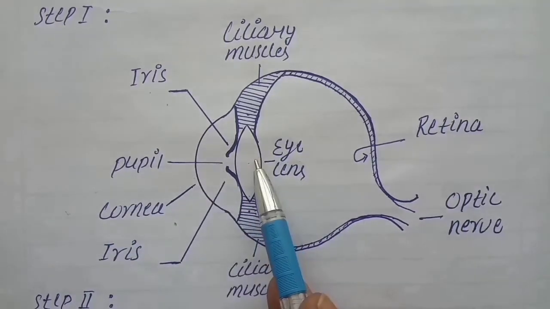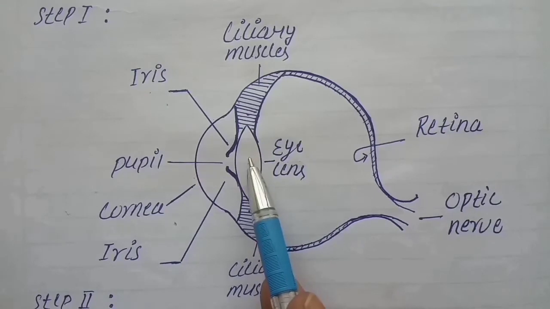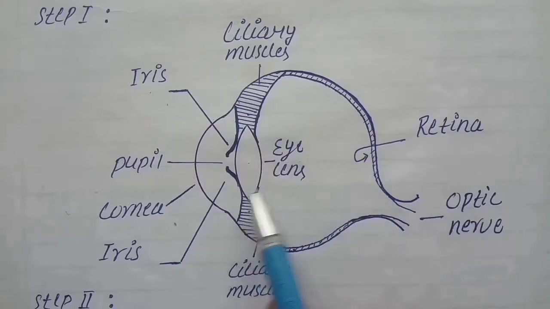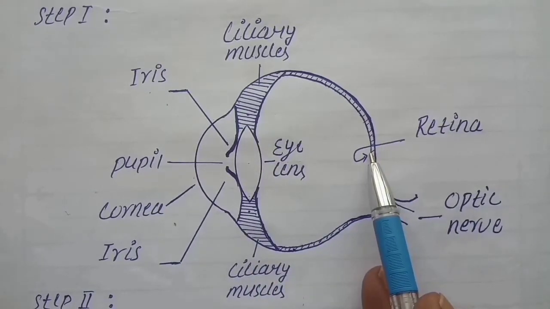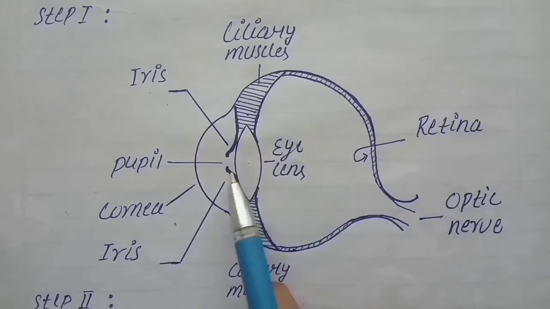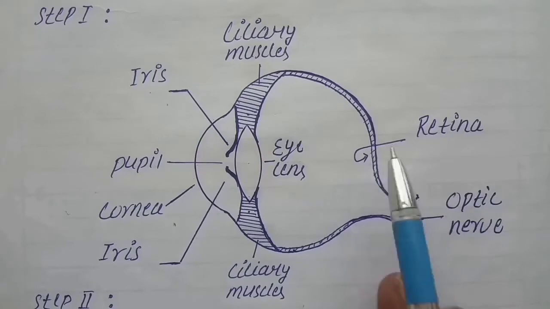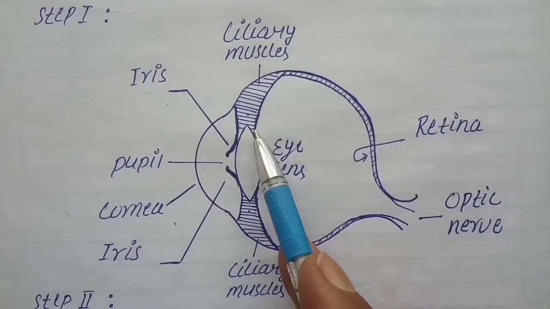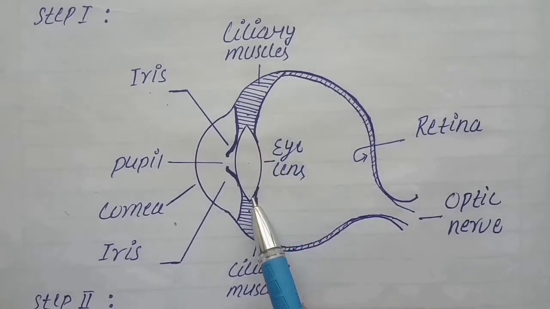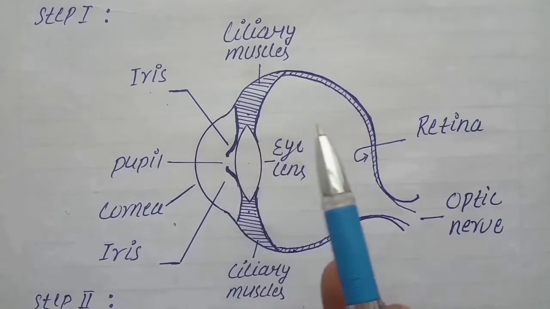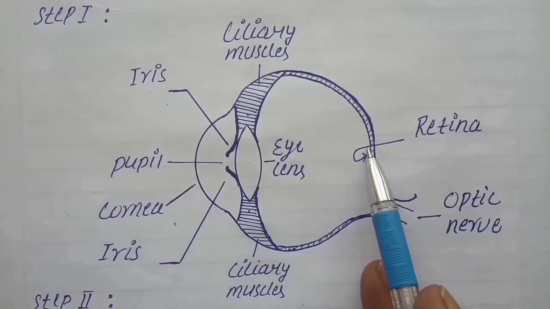Next is eye lens. Eye lens is a convex lens, so it converges all the light rays on the retina and produces a real and inverted image of the object on the retina. Next is ciliary muscle. Ciliary muscle changes the focal length of the eye lens to get a clear view of the object on the retina.